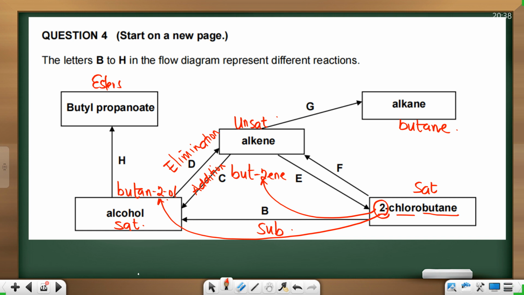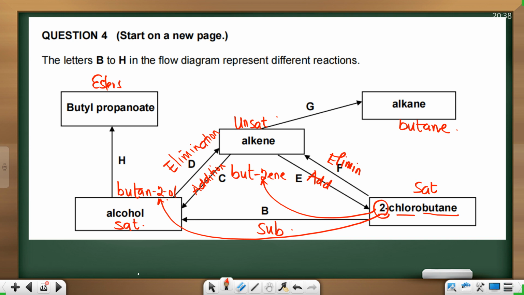Where is E? Unsaturated to saturated. USE, elimination. I hope it makes sense. What about F? Saturated to unsaturated. It's the opposite. Addition. So E is addition, not elimination. Oh, yeah, because you said USA. It's USA. Addition and elimination. Thank you.